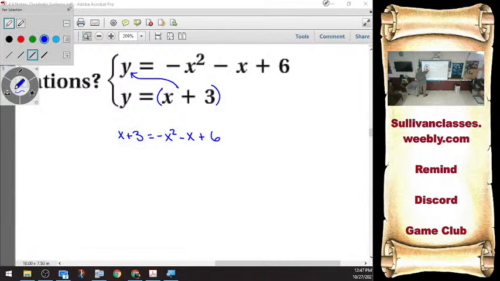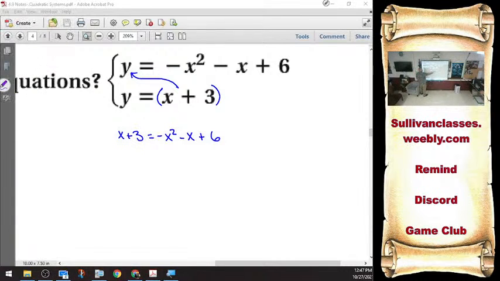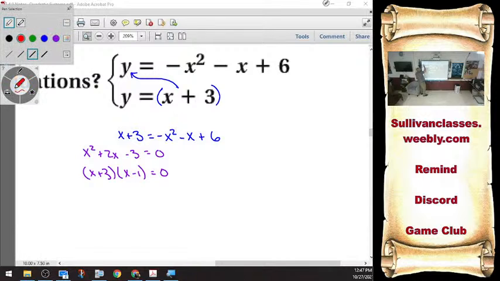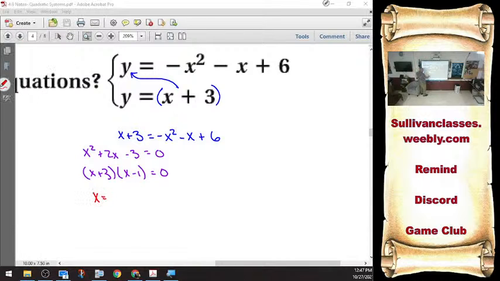Now, personally, I just prefer to bring everything over to the left here, getting a positive x squared plus 2x minus 3, because it's quite easily factorable into x plus 3, x minus 1, and I get, set each equal to 0, x is negative 3 and positive 1.